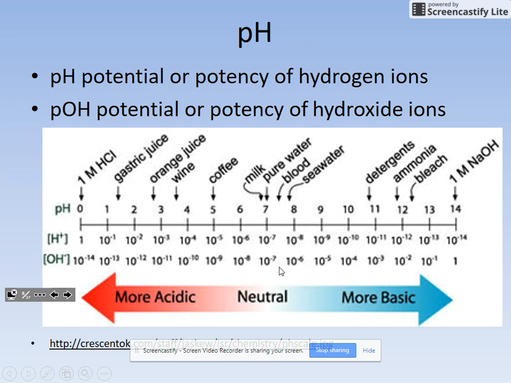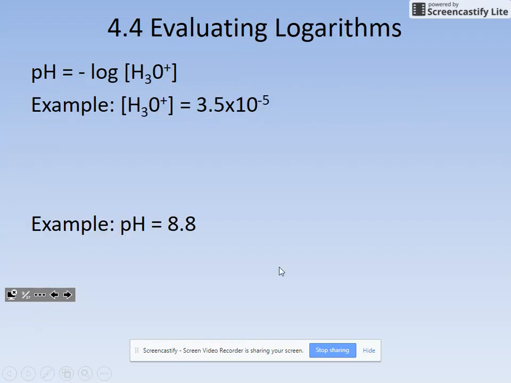Calculating pH, in chemistry or something, is pretty common. Just a quick refresher here. So here's pH, and 1 means it's really acidic, or better yet, 0. And then 14 means it's really, really basic or alkaline. So here's an example. First, let's calculate the pH. And this is the equation we use right there.